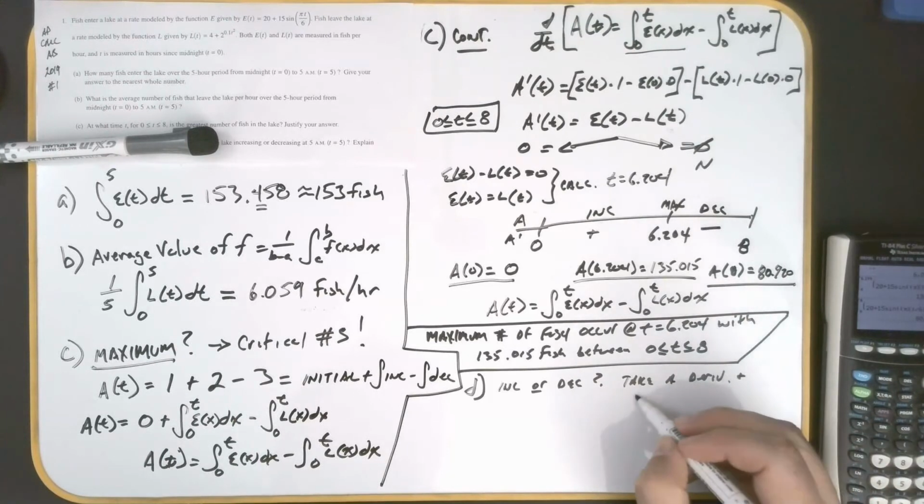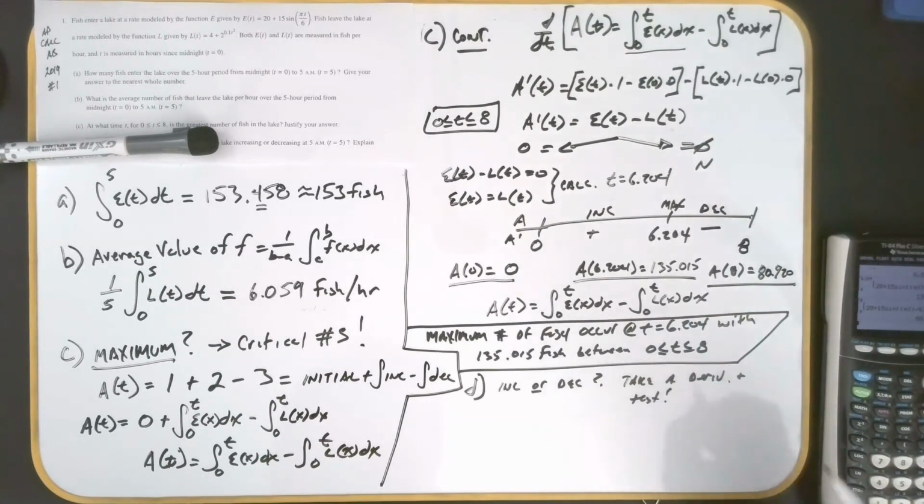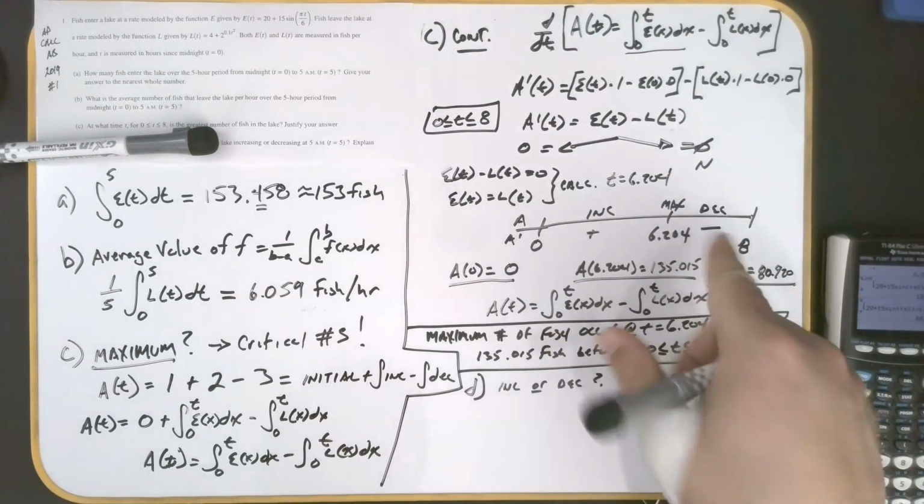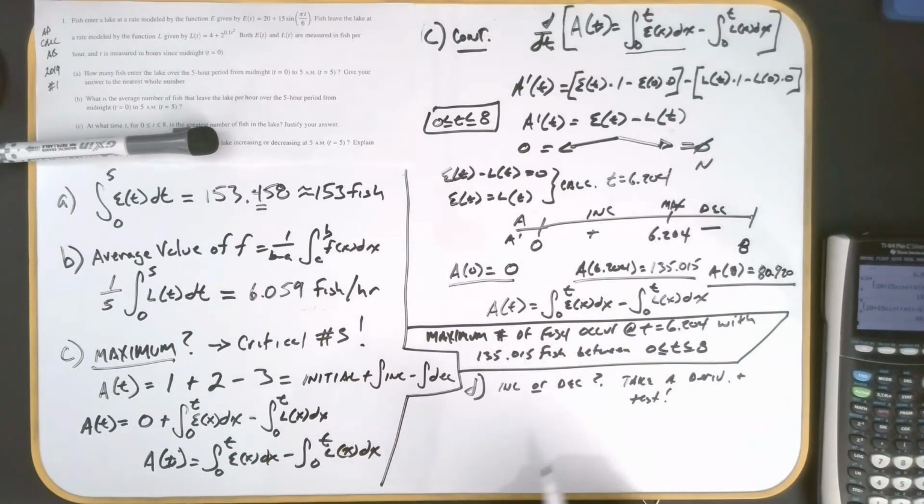Take a derivative and test your intervals. Okay? Well, that's what many people thought you were doing right here, and you're like, yeah, it's exactly what I did, and at 5 o'clock it was increasing. Well, what's the problem? Well, here's the problem. The question says, is what increasing or decreasing?